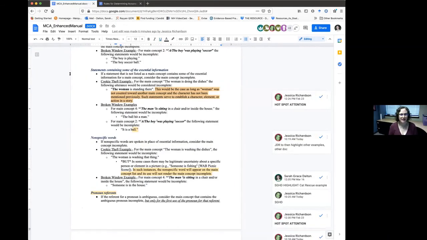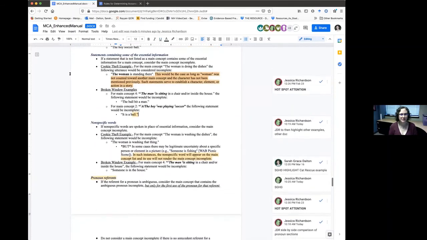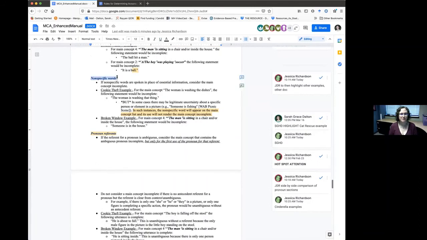Okay, so just a few more rules for completeness. The next rule is for the use of non-specific words. According to Nicholas and Brookshire, if non-specific words are spoken in the place of essential information, you should consider the main concept incomplete. The biggest issue we see as we're training new students or new lab members is that they want to count these as inaccurate. But this rule says very clearly and specifically that it should be incomplete, not inaccurate.